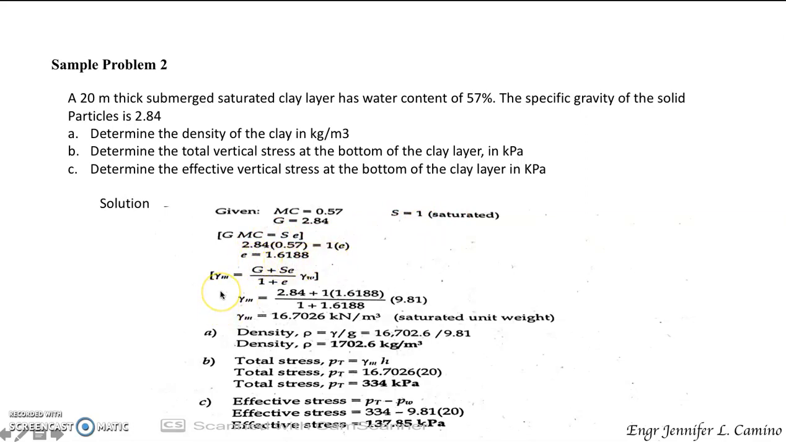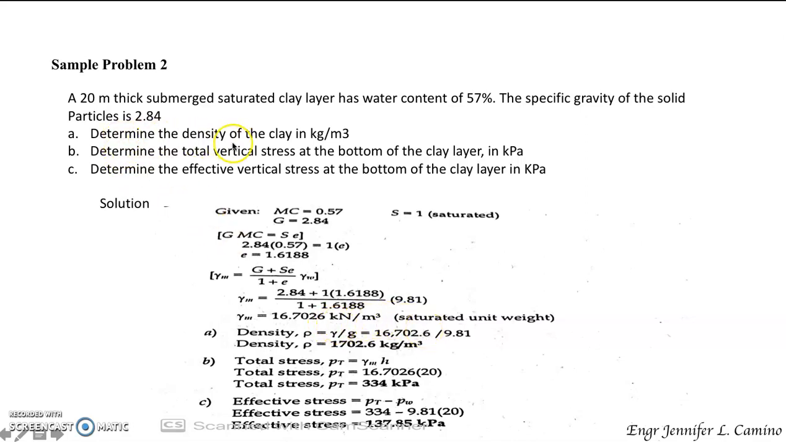Then we can now get the unit weight of the saturated clay. Using this relationship, specific gravity plus degree of saturation times void ratio over 1 plus void ratio, times the unit weight of the water. If we substitute our given parameter values, we get the saturated unit weight, which is 16.7026 kilonewton per cubic meter.